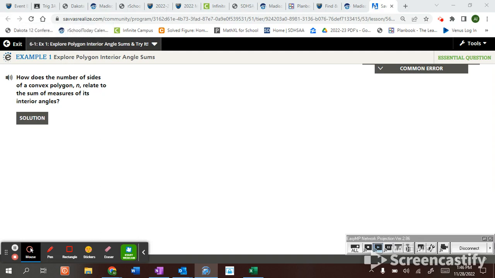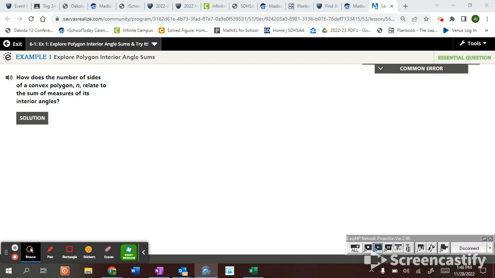Okay, how does the number of sides of a convex polygon relate to the sum of the measures of its interior angles? And you go, could you tell me that in English, Mr. Bierschbach? Well, okay, a convex polygon can be a triangle. How many degrees are in a triangle? 180. Could be a rectangle. How many degrees are in a rectangle? 360. Could be a pentagon. How many degrees are in a pentagon? Not 270, no.